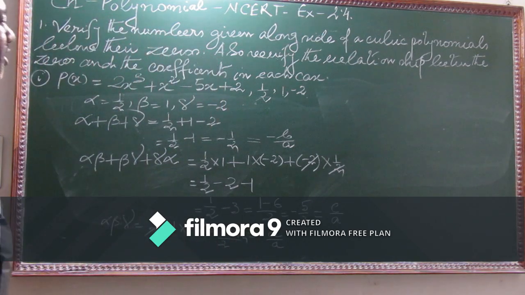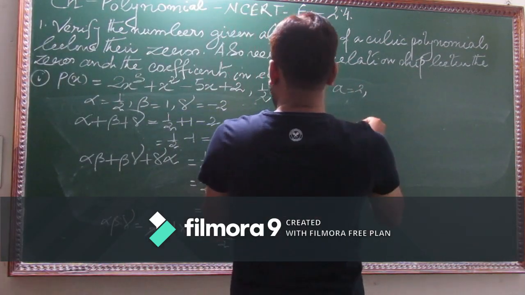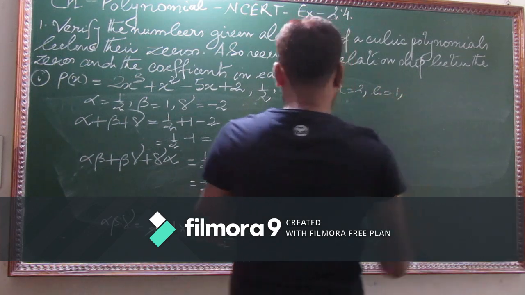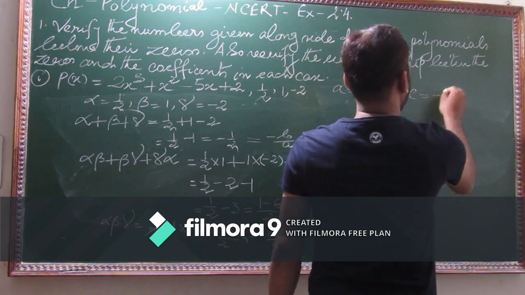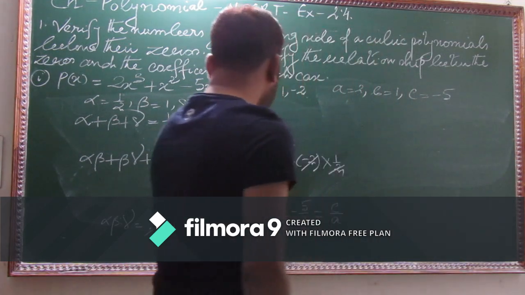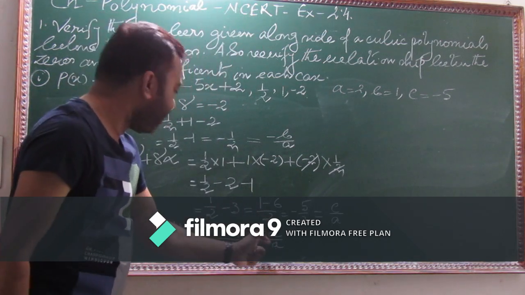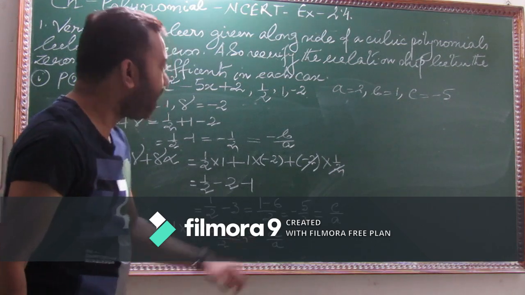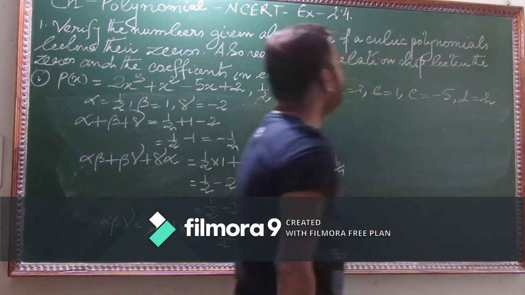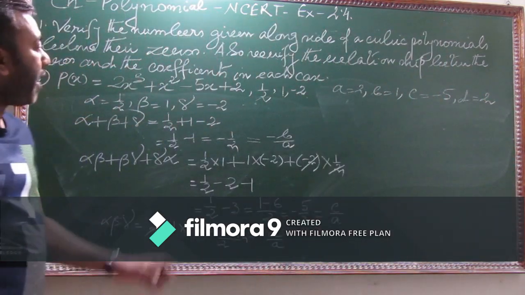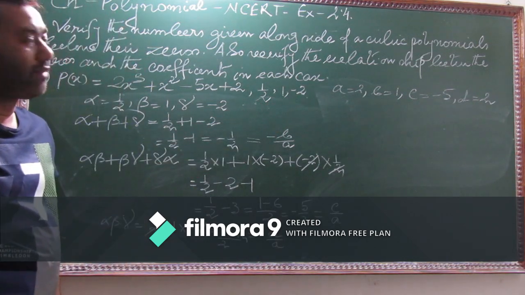So from here I can compare: a is equal to 2, a is equal to 2, b is equal to 1, b is equal to 1. After that c is equal to minus 5, c is equal to minus 5, and here minus d is equal to minus 2. That means d is equal to plus 2. Got it? So by using the zeros I found the value of a, b, c and d.